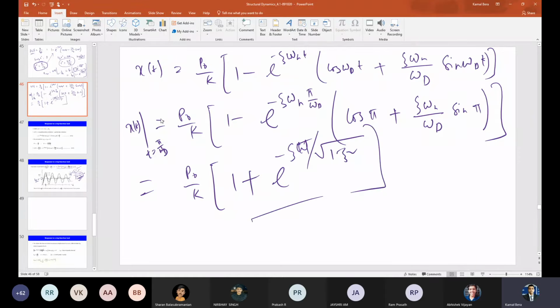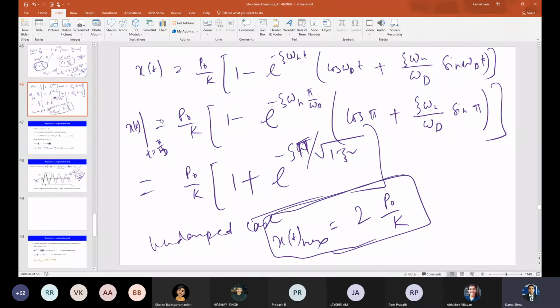Now substitute zeta equal to 0. So for the undamped case, what is x(t) max? If we substitute zeta equal to 0 here, what will happen? 2 p naught by k. And this thing you have also learned, I think, in your solid mechanics or some initial structural analysis courses, that if a load is applied suddenly, then the response will be twice the static displacement. Correct? Okay, but since damping is there, it will actually be lower than that.